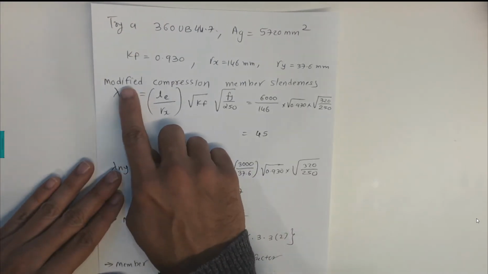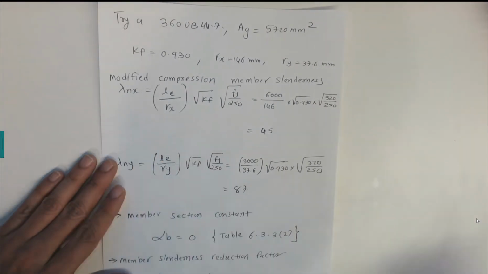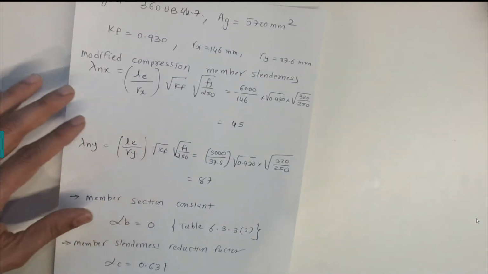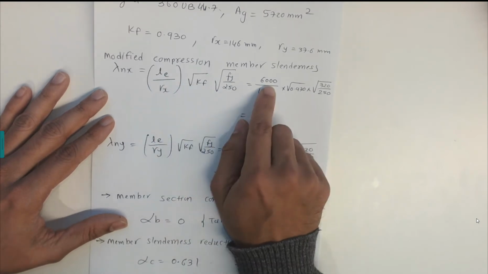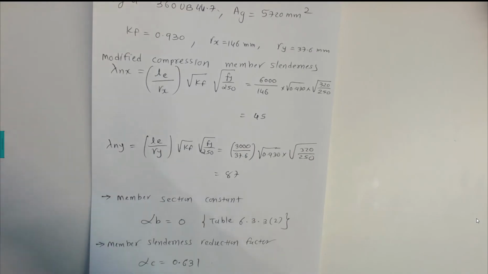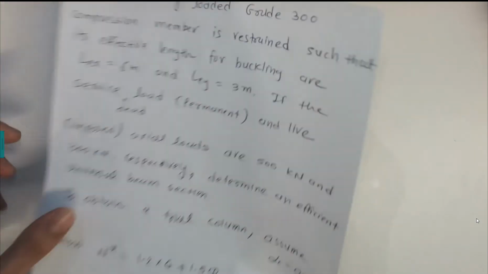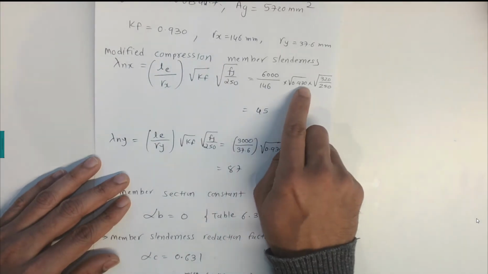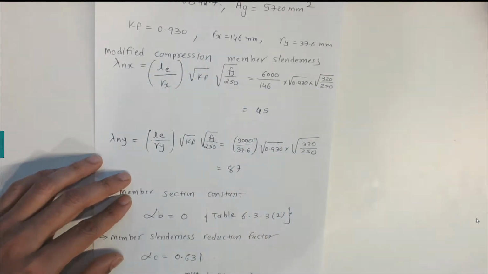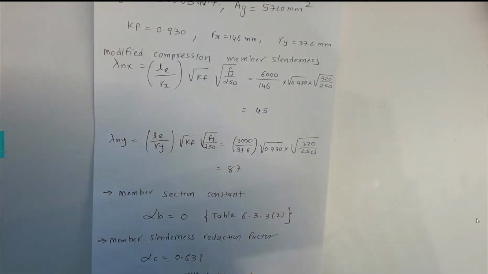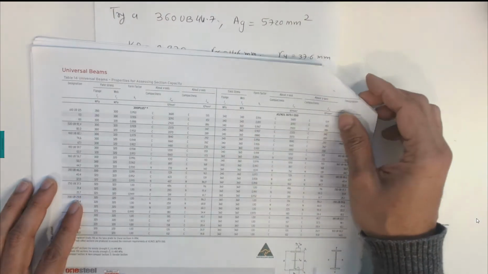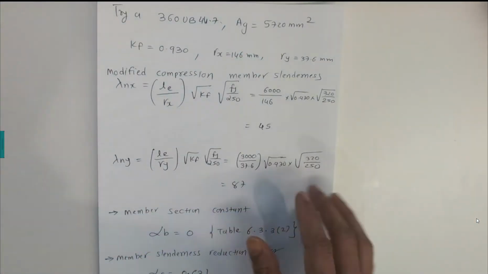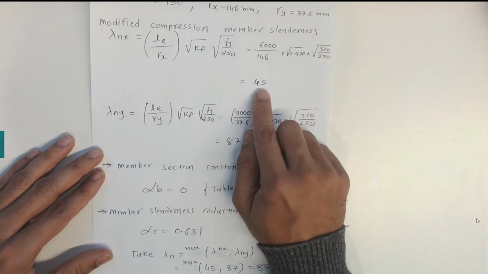Now based on that, we can find the modified compression member slenderness lambda NX. That equation is given in the standard on page number 84. We substitute the effective length 6000 millimeters, which is given in the question, LEX over RX, which we just recorded as 146, times the form factor 0.930 and the yield strength of 320, which come from the One Steel tables. For 360 UB 44.7, we can find the 320 yield strength in the One Steel tables. 320 over 250, so that is 45.